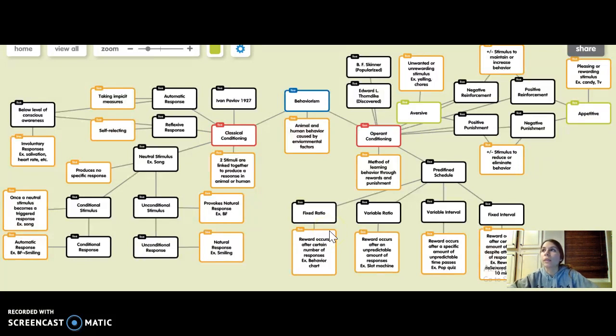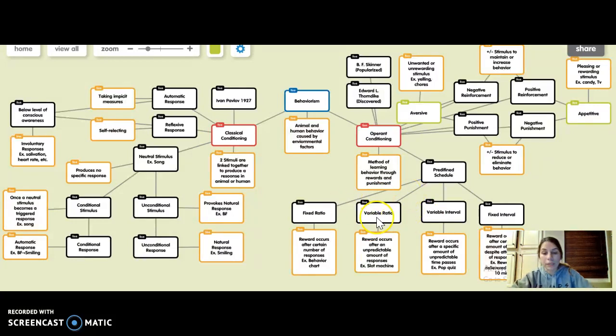So let's think about a behavior chart. When I use a behavior chart in school, each day a child shows positive attitude, great behavior, etc., they get 1 star. After 5 stars, they get a reward from our treasure box. So the reward, which is a treasure box, comes after the certain amount, which is 5 stars. So that's a fixed ratio.